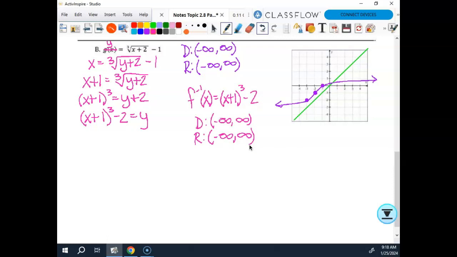Okay, so now let's graph this. I'll do the inverse. So if I have a point at -3, -2, that becomes -2, -3. And then my -2, -1 becomes -1, -2. And my -1, 0 becomes 0, -1.